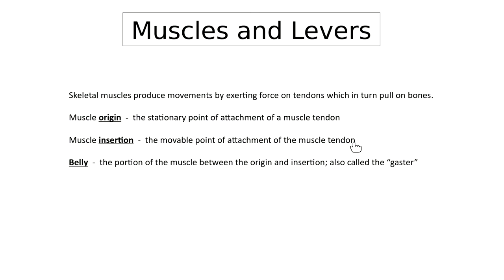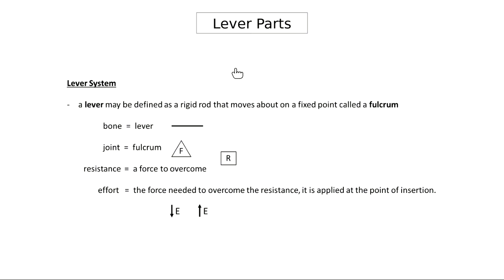Now the muscle in between the tendons is called the belly. It says the portion of the muscle between the origin and insertion, also called the gaster. Gaster means belly. Like gastrointestinal, that's your belly region. When we do these problems, we're going to do some problems in just a minute. You have to know the parts of the lever system.